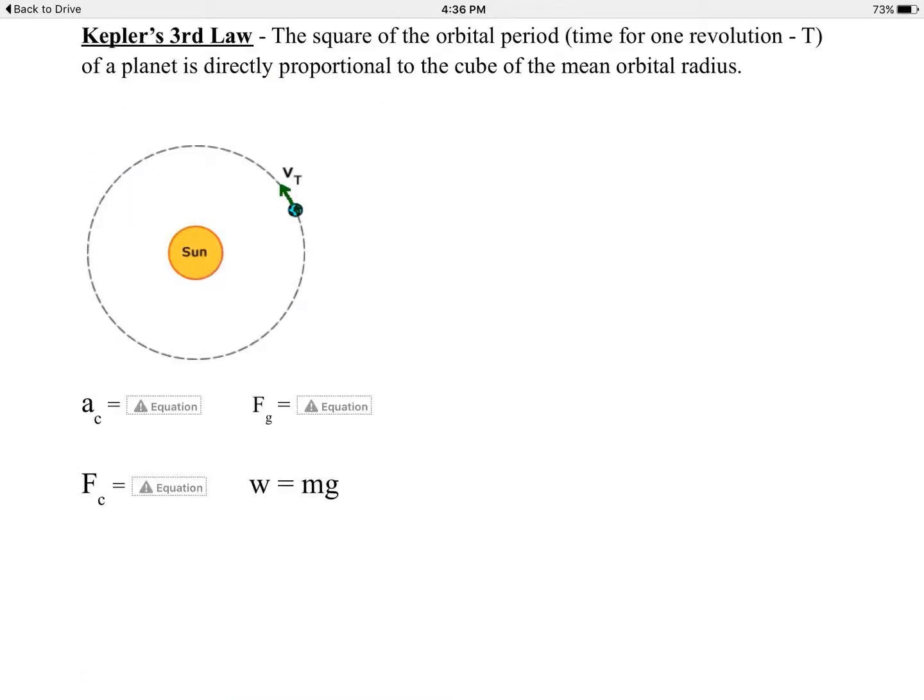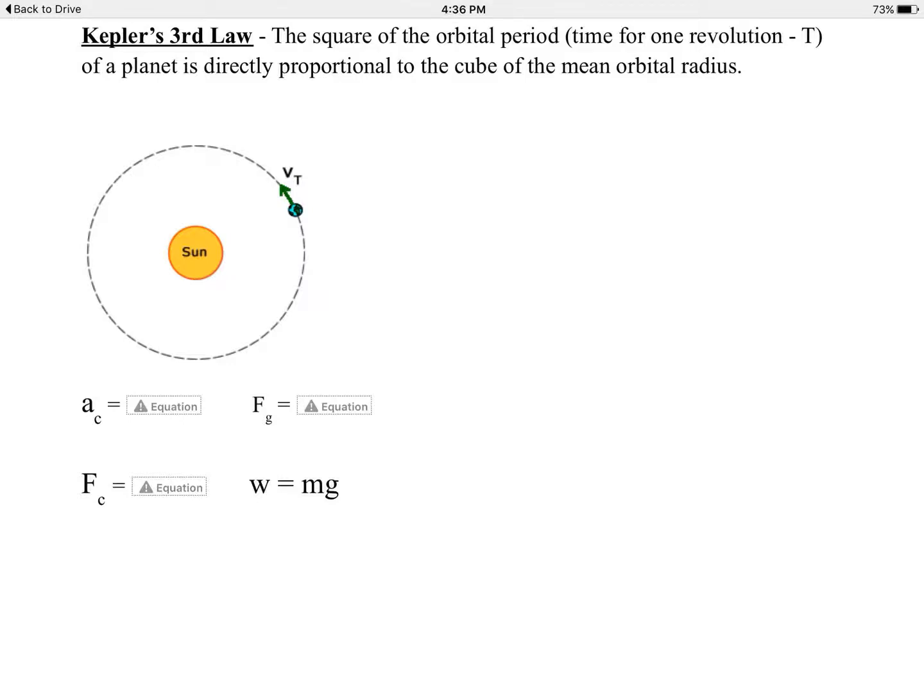We will spend most of our time on Kepler's third law, which is the most mathematical of the three. The square of the orbital period, symbolized with capital T, the time for one revolution, one orbit. The square of that time of the planet is directly proportional to the cube of the mean orbital radius. Once again, if you have an ellipse, the radius, the distance from the sun, is changing slightly or significantly over time. If we take the average or the mean orbital radius, that's part of this particular concept.